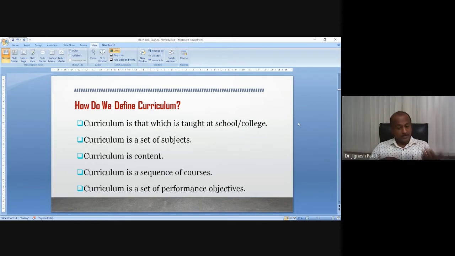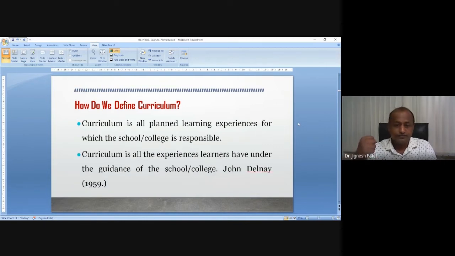We can say that it is a content, it is a sequence of course, how the course will be delivered, and it is a set of performance objectives as well. Nowadays, even the national education policy is also focusing on learning outcomes. So in the same way, performance objectives should be there in a curriculum. So at the end of this course or curriculum, we can say that the learner has this much ability to deliver his knowledge in a society.